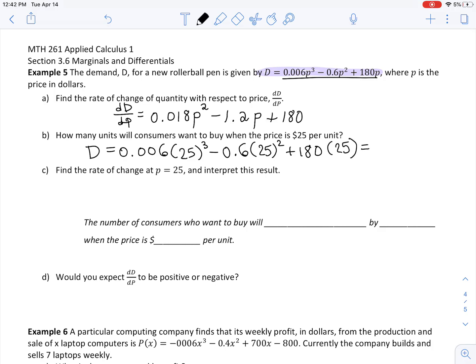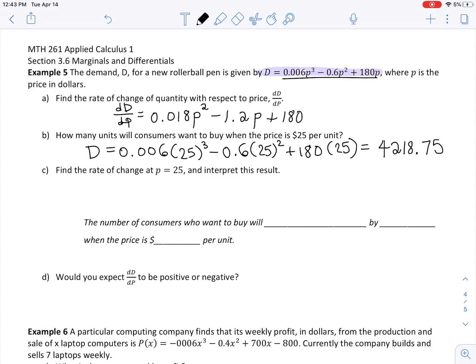Alrighty, let me write this down. Okay. I'm going to type this in my calculator, okay? You do the same thing. And you will have to let me know if you're not getting the same number. 0.006 times 25 cubed minus 0.6 times 25. Oh, that's getting squared. And then lastly, plus 180 times 25. When I evaluated that, I got a wrong number because I forgot to put a decimal there. Okay. I got 4,218.75. So that will be the demand if the price is $25 per unit.